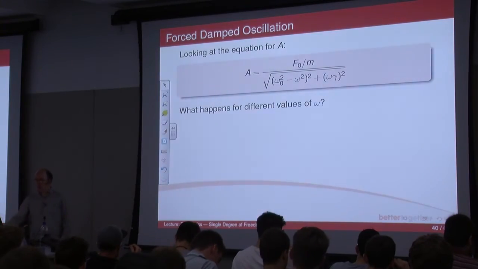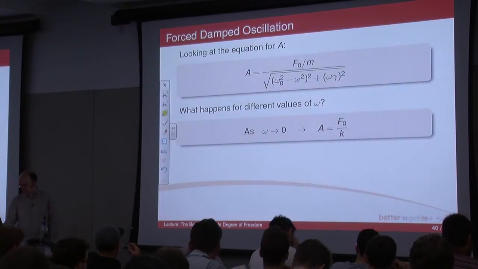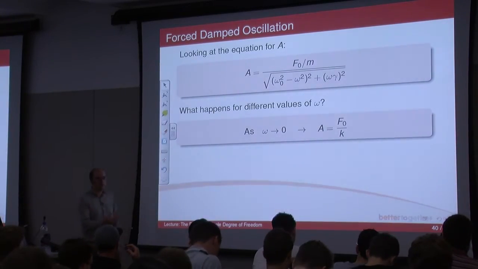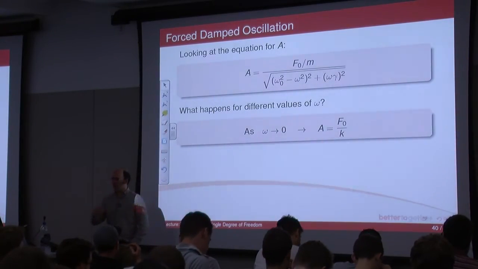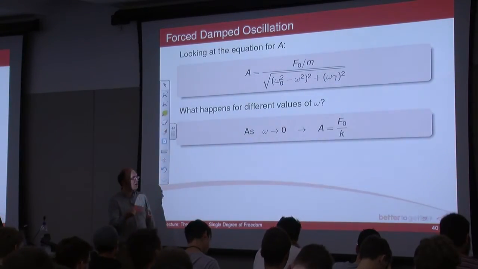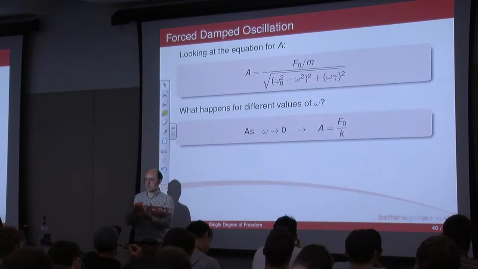And what we can do is stick in different values for omega and then plot the results. We'll see in the plot that, as omega goes to 0, we end up with F0 upon K. That makes sense. That's a static displacement. If you're not oscillating the system, you pull it back with a force, the force is just going to be opposed by the spring, yeah?